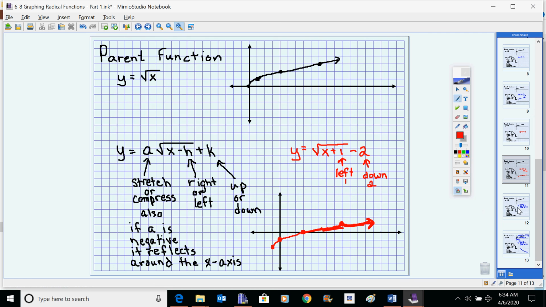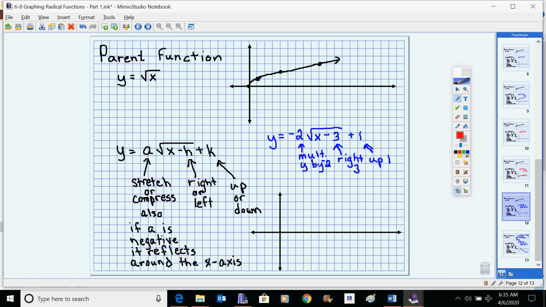All right, let's move on to another one where it's not just moving up, down, left, or right, but it's moving up, down, left, or right, and has a bit of a stretch to it, because these are trickier. And you need to go point by point, figuring out your stretch and compression, and then also figuring out what to do with the right, left, up, or down. So let's look at these point by point.